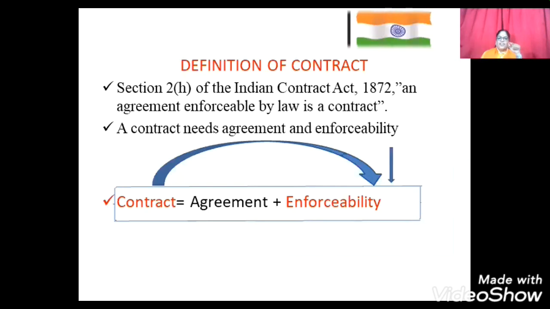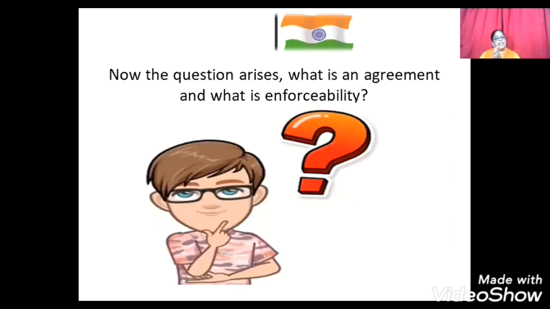Again, a contract needs two things. One is agreement, the other one is enforceability. So contract consists of agreement plus enforceability. What is agreement? What is enforceability? Now the question arises, what is an agreement and what is enforceability?